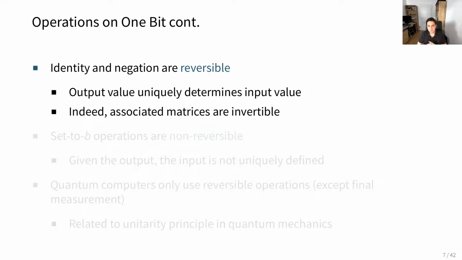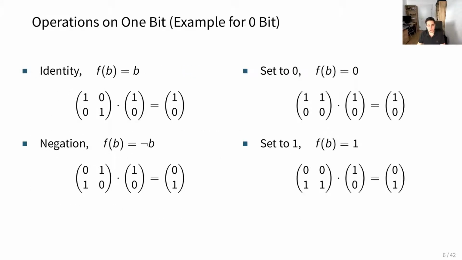So we can now try to identify these four functions by different properties. And we see immediately that the identity function and naturally also the negation are reversible. So this means that if we are given an output value, we can uniquely determine the input value. And we can also see this by just having a look at the matrices here, and we see that they're invertible, so the operation is also invertible.